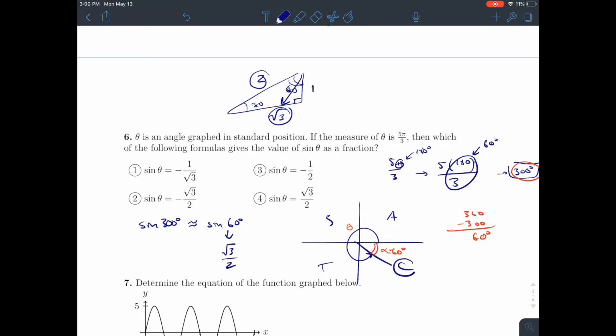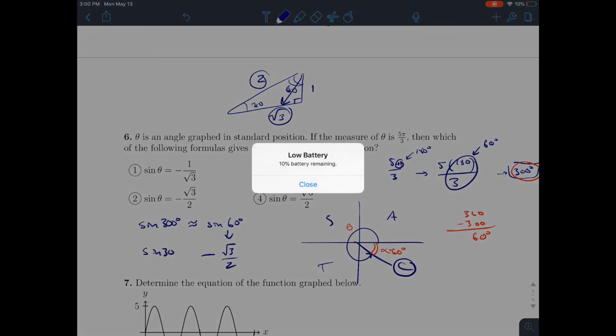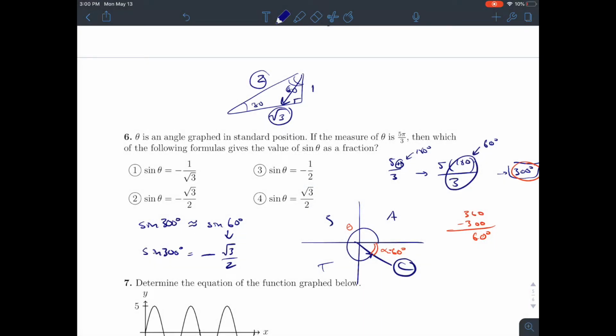Now lastly, because we're in the cosine quadrant, we'll get negative root 3 over 2 for the sine of 300 degrees. So choice 2.